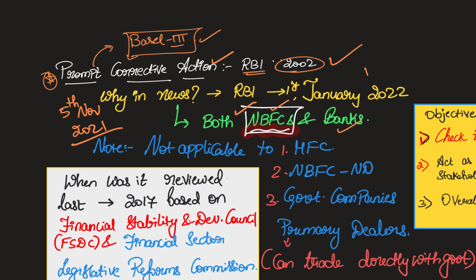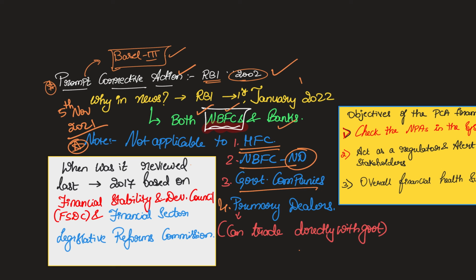However, you have to remember these exceptions, which can be asked in prelims. This Prompt Corrective Action Plan is not applicable for housing finance companies, those NBFCs which do not accept deposits, government companies, and finally, primary dealers. Now, what do you mean by primary dealers? These are the financial institutions that can deal with government securities directly with the government.